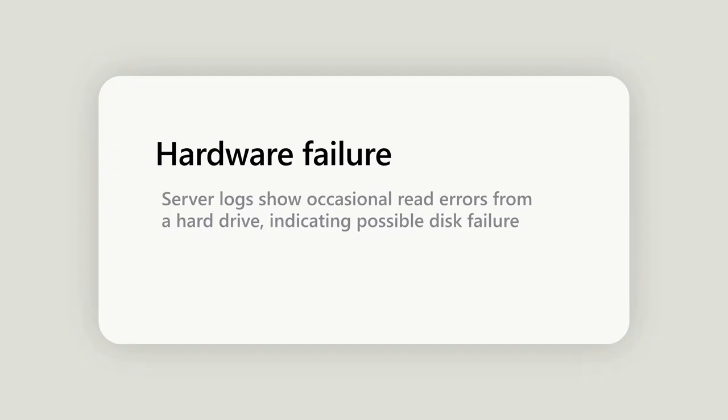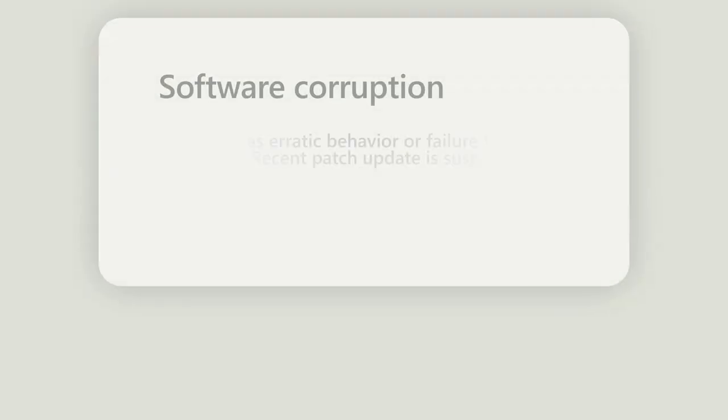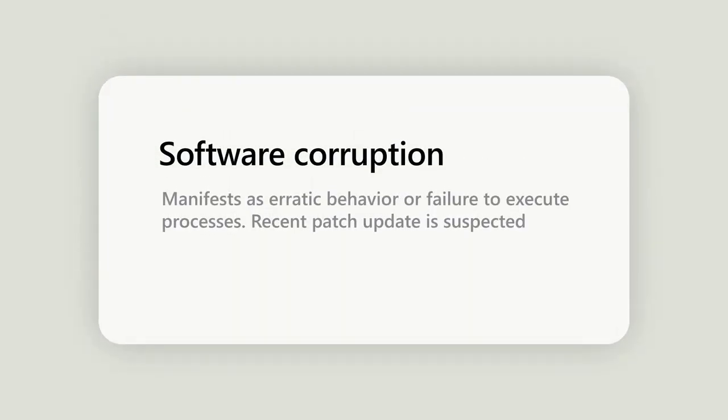She first suspects hardware failure. Hardware issues can manifest in diverse ways, from a failing hard drive causing data read-write errors to a faulty RAM module leading to random crashes. In Nashira's case, the server's logs indicate intermittent read errors from one of the hard drives, suggesting a potential disk failure. Another potential cause is software corruption.